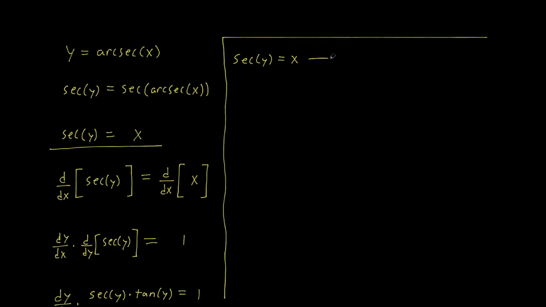Now remember that secant is another way of saying the hypotenuse over the adjacent side. So if we draw out a triangle here, a right triangle, with an angle y here, we can say a hypotenuse of x and an adjacent side of 1 will result in secant of y equaling x. So we can say x is the hypotenuse and the adjacent side equals 1.